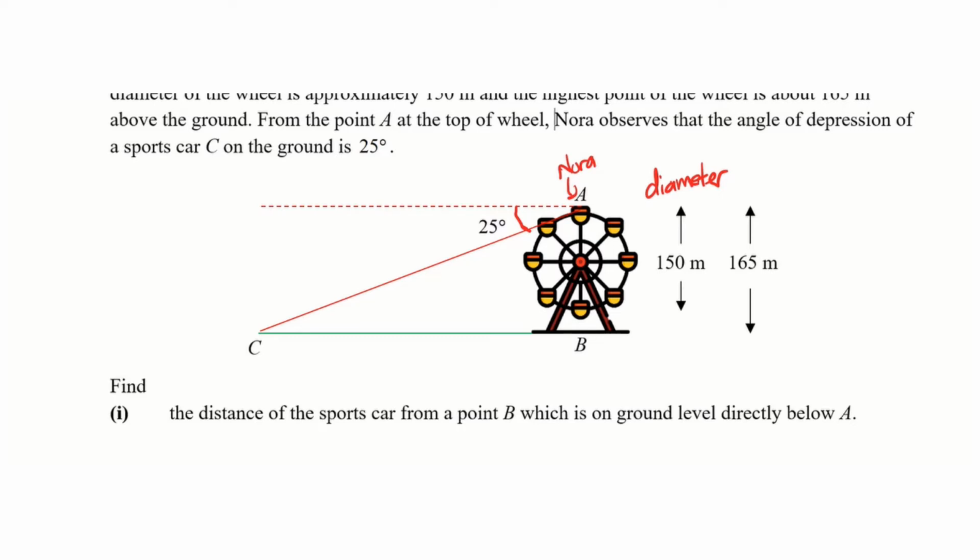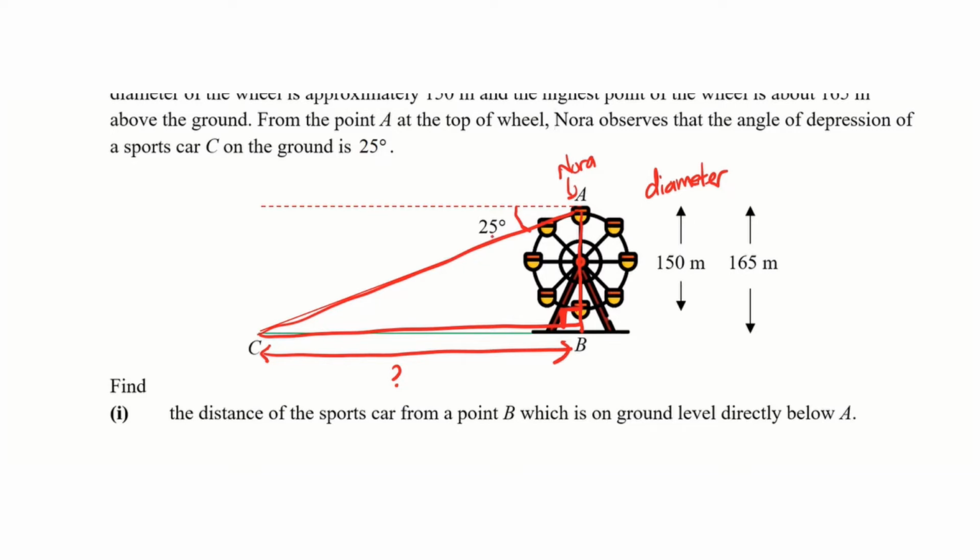In the diagram, the distance that we're trying to find is this horizontal distance. It says that point B is directly below A. That is helpful because it tells us that we have a right angle triangle going on. I'm drawing it out in red here. But with this triangle, we don't have much information. How are we supposed to get information into this triangle?